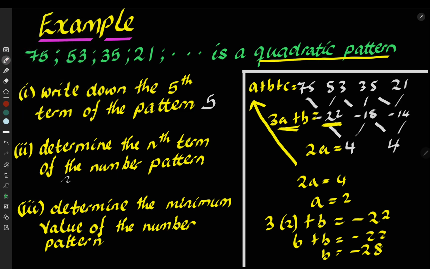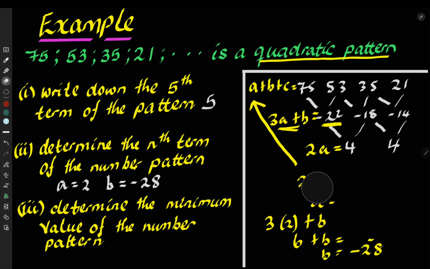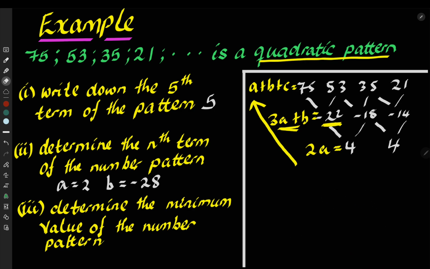Let's just write them down here. So A is equal to 2 and B is equal to negative 28. And let's create some space to determine the value of C. In this case, we use A plus B plus C should be equal to 75. We know our A is 2, then plus minus 28, then plus C is equal to 75.